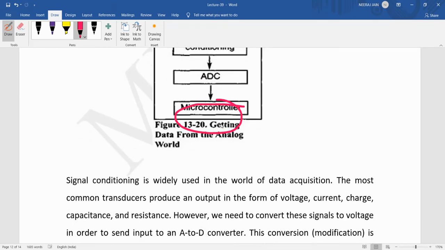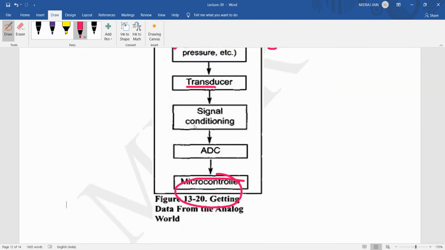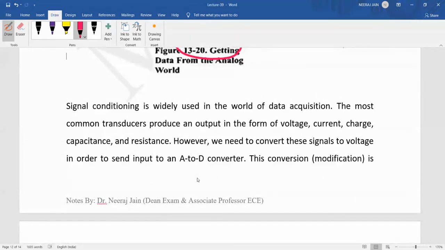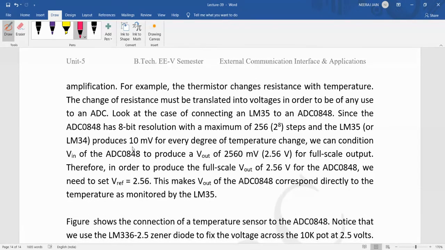Now temperature is detected by the LM35 sensor, and that is interfaced with signal conditioning and ADC to the 8051 microcontroller, and that can detect the temperature.